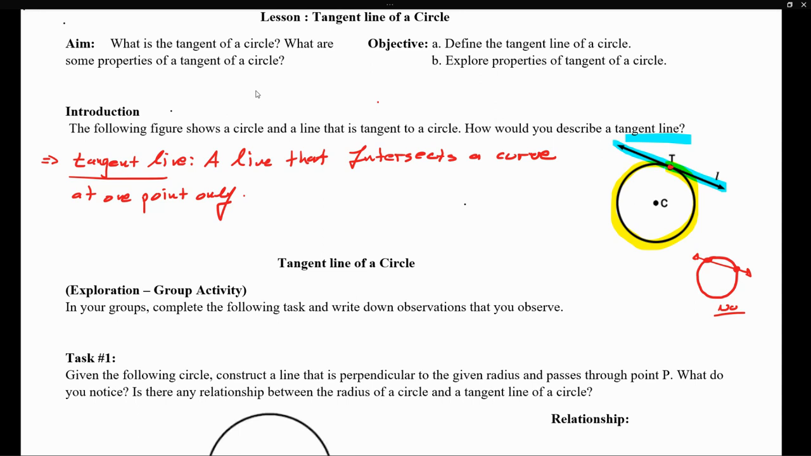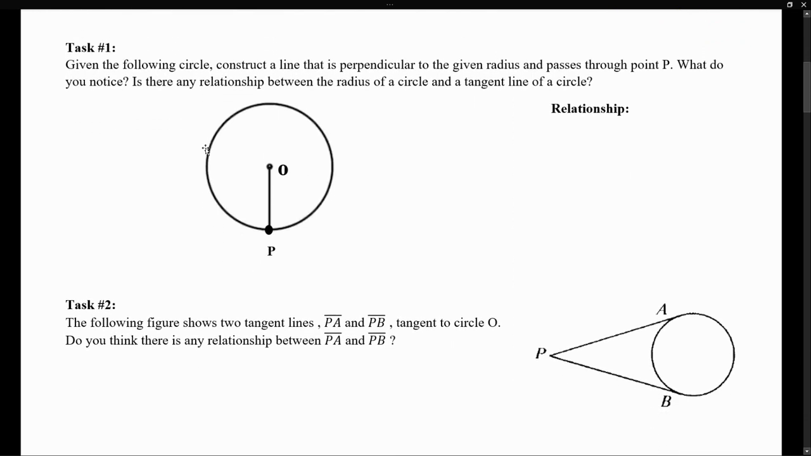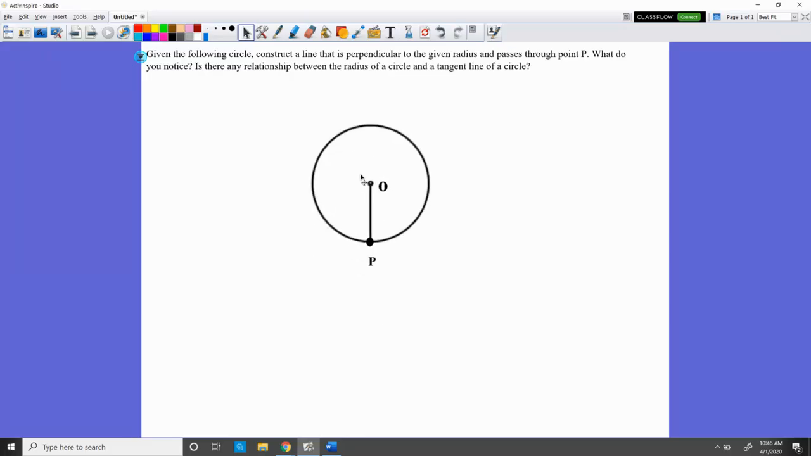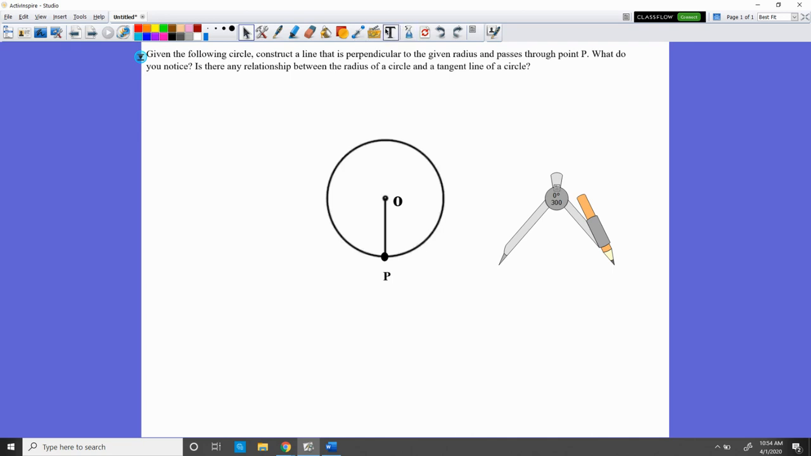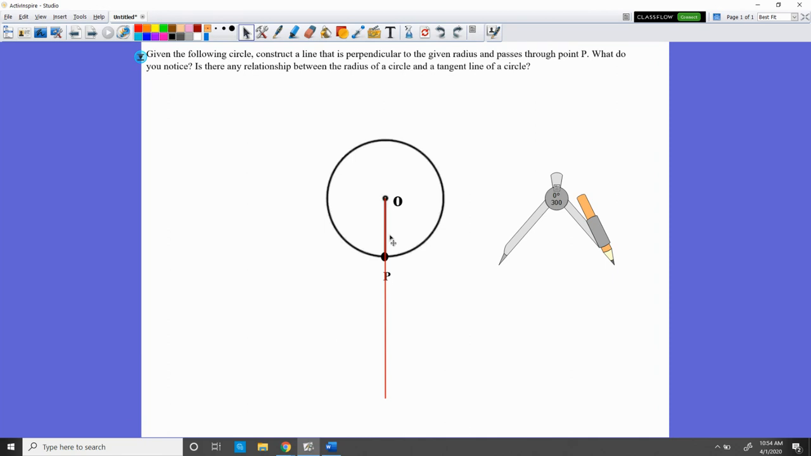So let's start discussing some properties that this tangent line has with circles. Let's take a look at the following task. For this task, I'm actually going to open a compass. Here it says, given the following circle, let's construct a line that is perpendicular to the given radius and passes through point P. So here we have the circle. Let's start by extending the line of the radius, because what we want to do is create a line that is perpendicular to the radius. And let's see the relationship that it has with the circle.